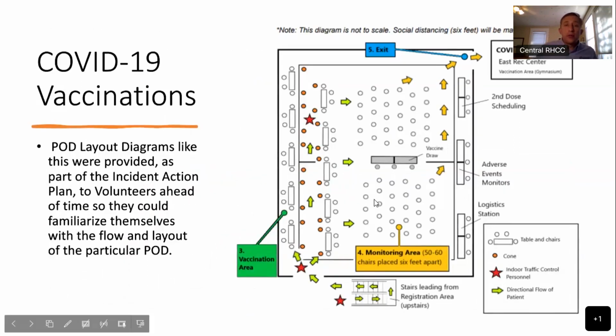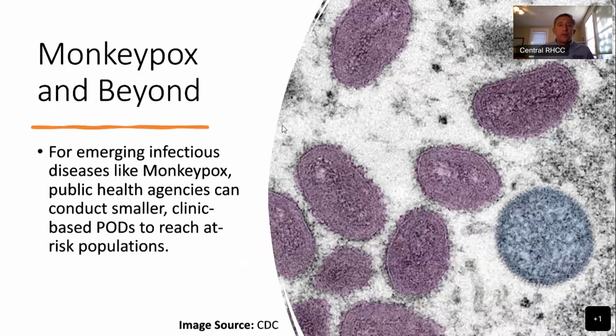And this shows the actual vaccination area. So you can see there's a large monitoring area where we place chairs 6 feet apart. You can see the vaccination stations, and the arrows indicate the throughput for the patient. We'll go into a little bit more detail on actual pod operations in just a minute.